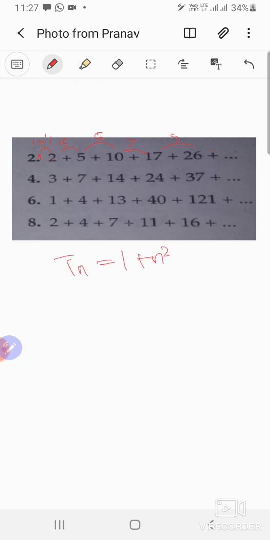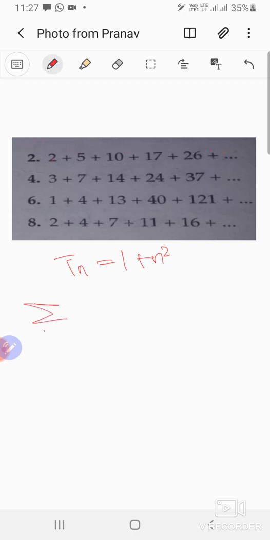And this is coming from the fact that 1 plus 3 plus 5 all the way till n terms is supposed to be equal to n squared, right? The sum of the first n odd numbers is n squared. Nice thing to remember. So yes, that's our tn.